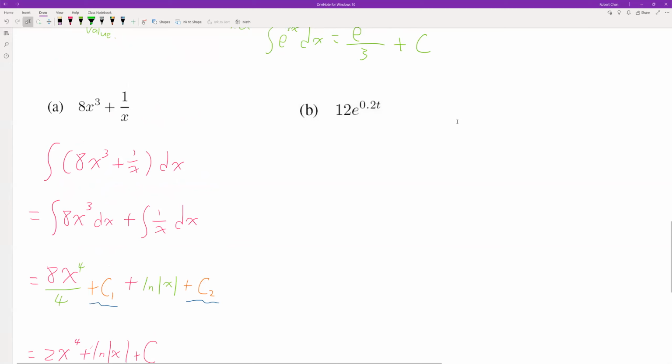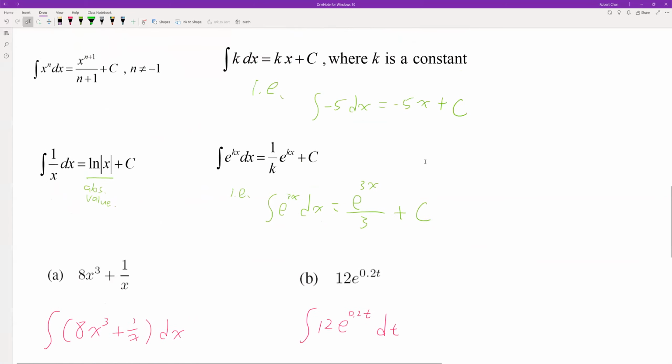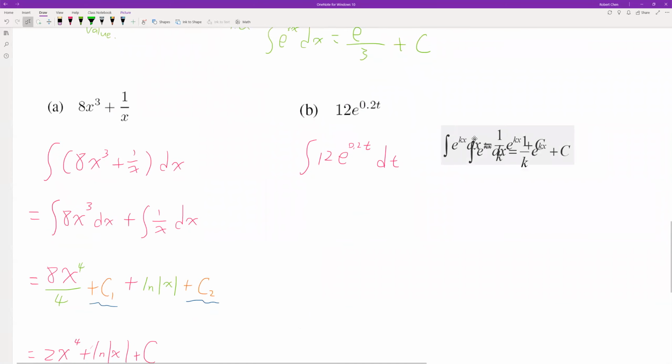So I have 12 times e to the power of negative 0.2t. So we're going to integrate this, dt. Let's go up a little bit and look at the rules we're going to be using, which is this one. Let's put it next to what we have here.